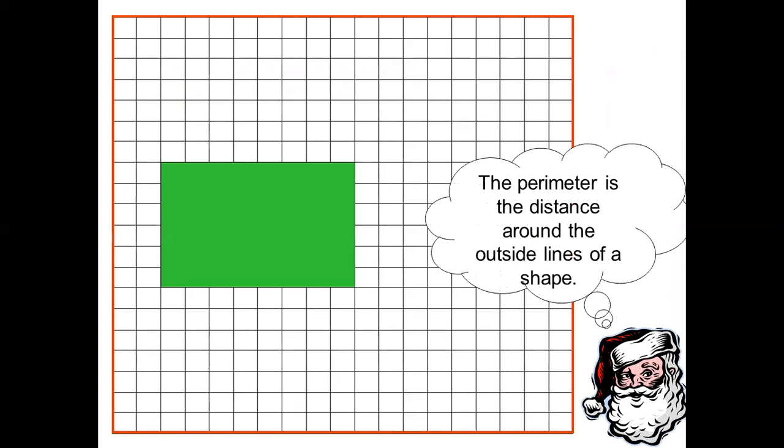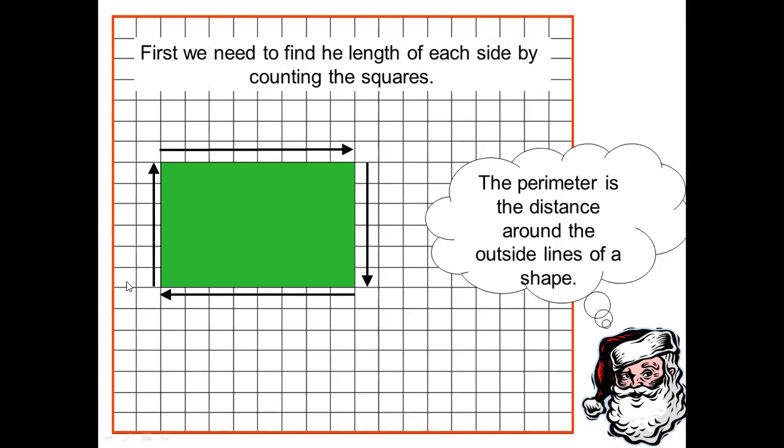Okay, if I have a shape like this, the perimeter is the distance around the outside lines of a shape. So it's the side this plus this plus this plus this. I will add them all together. So I'm going to count all the squares from outside on the length and the width, all around the shape, and then we will add them all together.